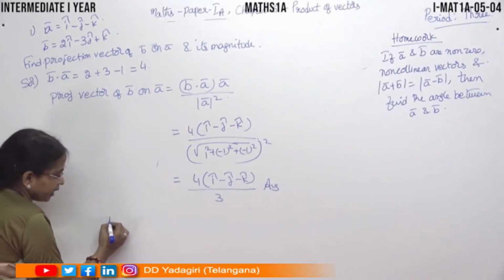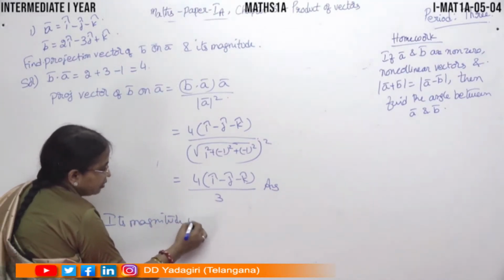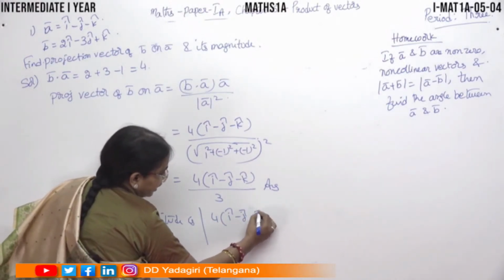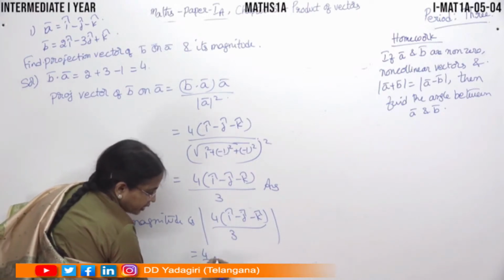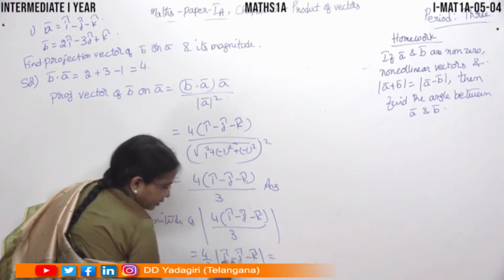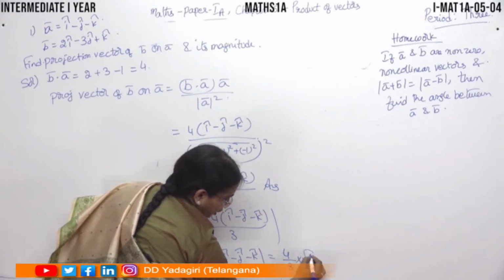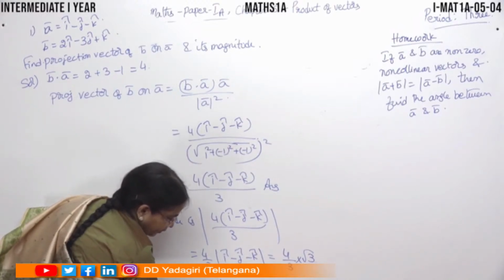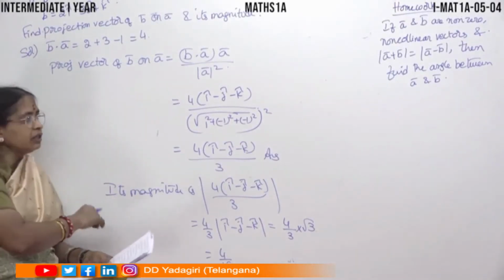Now you must find its magnitude. So its magnitude is modulus of 4 into i minus j minus k by 3. 4 by 3 is a number, so you can write outside the modulus and you can just write the modulus of i minus j minus k, that is root 3. So 4 by 3 into root 3. Modulus of this is root 3. So it is 4 by root 3. So its magnitude is 4 by root 3. So like this we do. Just learn the formula and do.